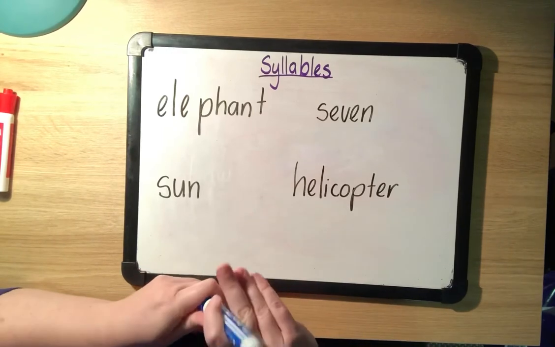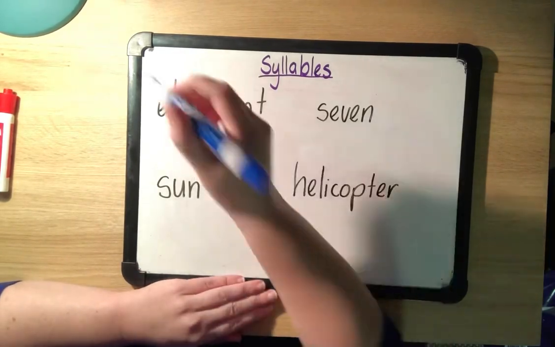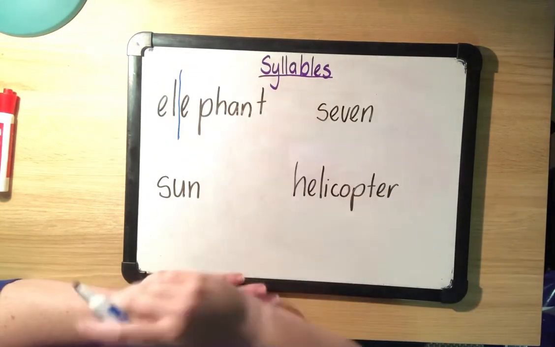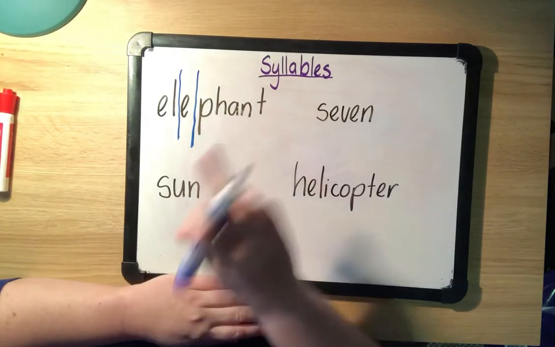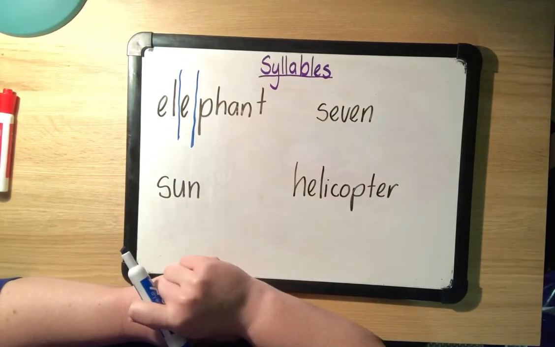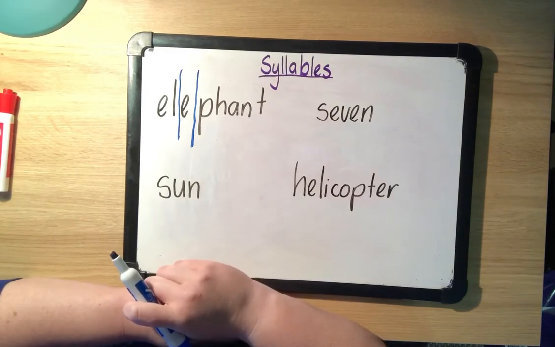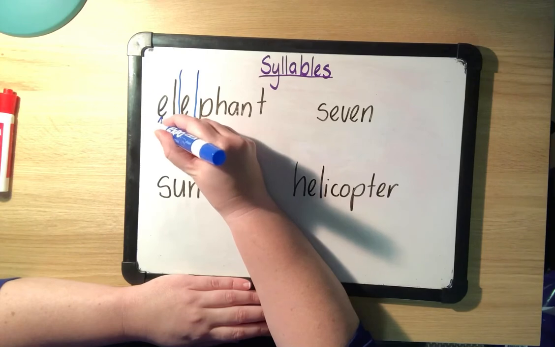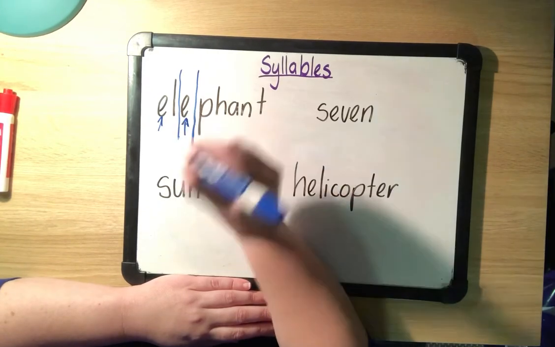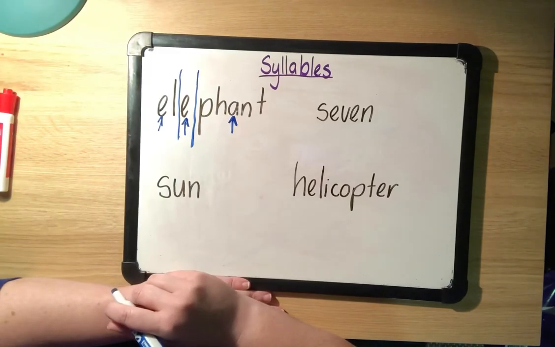Now we're going to chunk those syllables. El is our first syllable. E is our second syllable. And phant is our third syllable. Each of those syllables should have a vowel or a vowel sound. We've got an E here, an E in that syllable, and an A in this syllable.